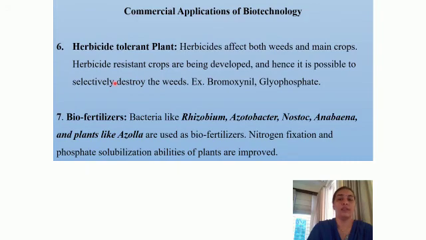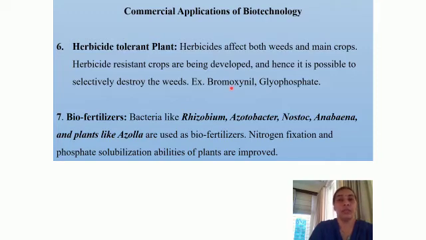A few more examples of biotechnological techniques that are being used in agriculture. Herbicide tolerant plants. Herbicides affect both weeds and main crops. Herbicide resistant crops are being developed, and hence it is possible to selectively destroy the weeds. And herbicides like bromoxynil and glyphosate are used.